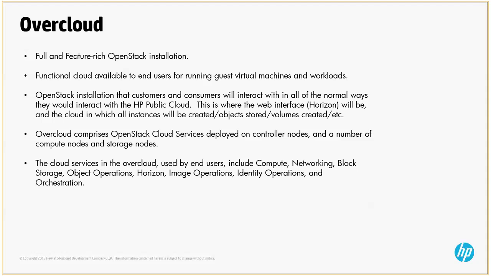And this overcloud consists of a number of controller nodes. I already mentioned we have a compute network. So this overcloud consists of all the nodes: the controller nodes, the compute nodes, and storage nodes, and all these nodes are present on this overcloud. This is a full and feature-rich OpenStack installation. So it has all the compute processes, all the networking processes, block storage required, and all the complete OpenStack services will be up and running in this overcloud.